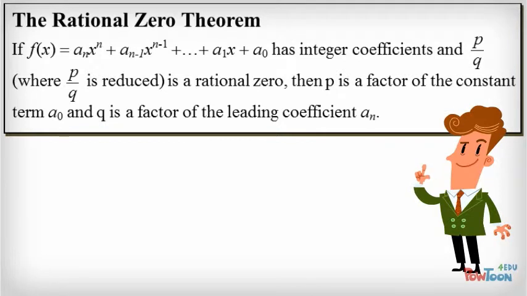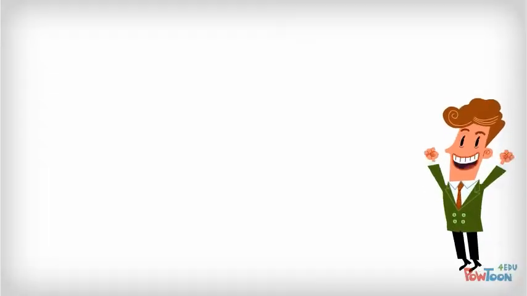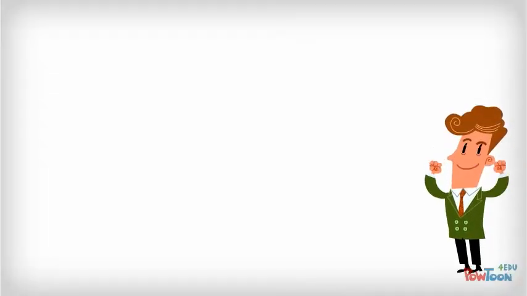So here's that theorem again, copied in your notes, but that's how you use it. Just make that fraction: all the possible factors of the constant divided by all the possible factors of the leading coefficient. Whew, that one's done.